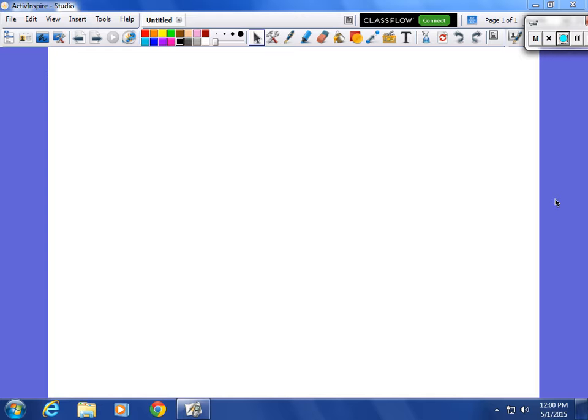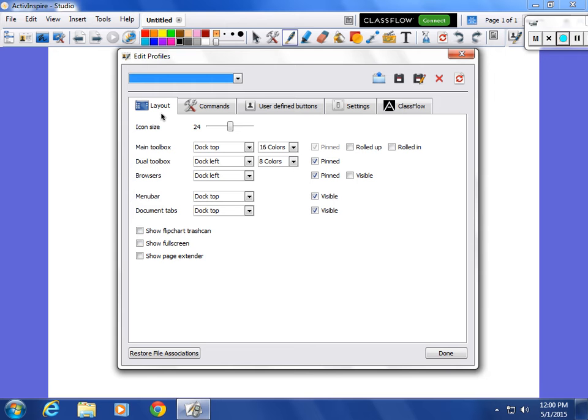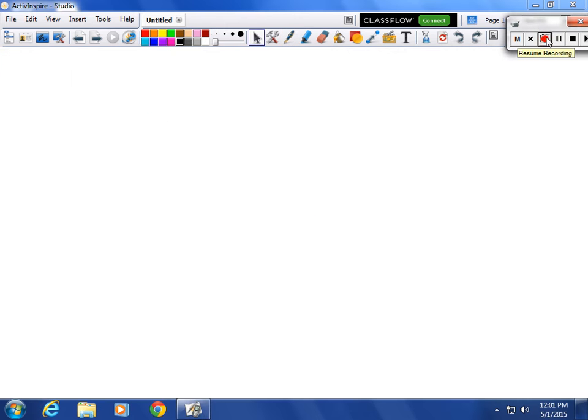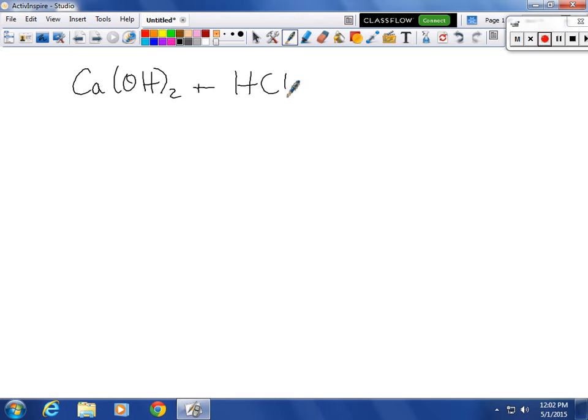It reacts with hydrochloric acid according to the following equation. Let me do this real quick. Alright, so here we go. I'll make this a little bit bigger so I have more room to write. So I have CaOH2 plus HCl yields CaCl2 plus H2O.